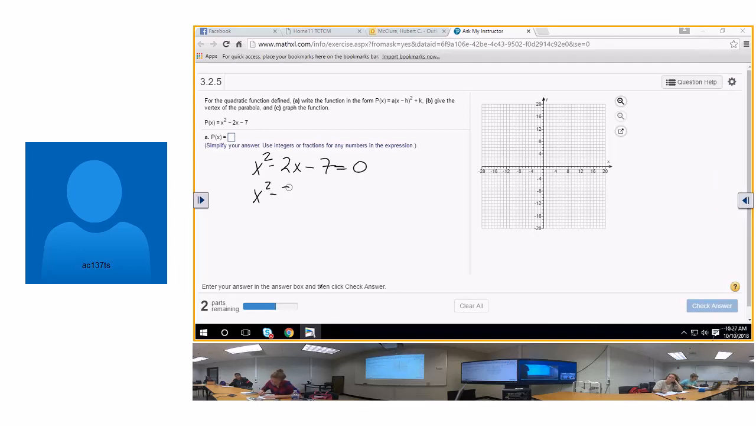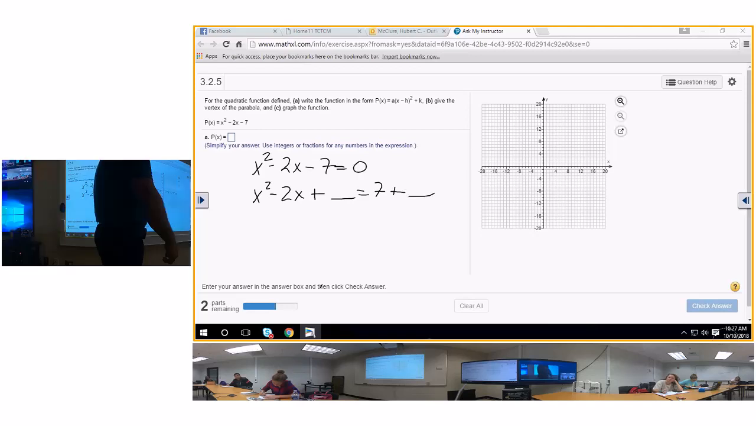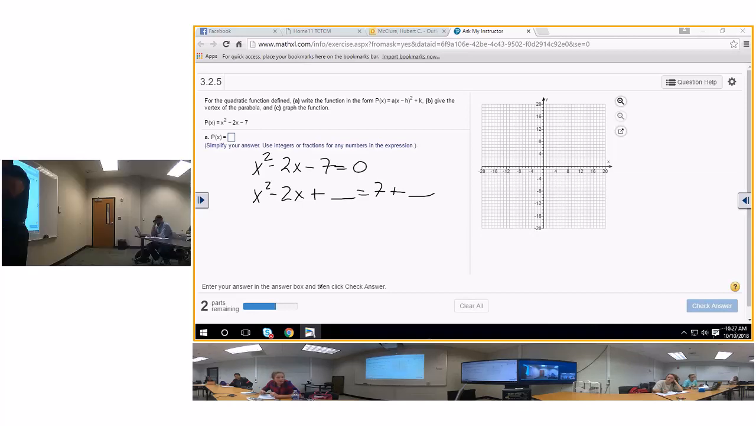X minus x squared minus 2x plus blank is equal to 7 plus blank. Now what? What's the second step? After you move C, what's the second step? Divide B by 2 and square it. Thank you.